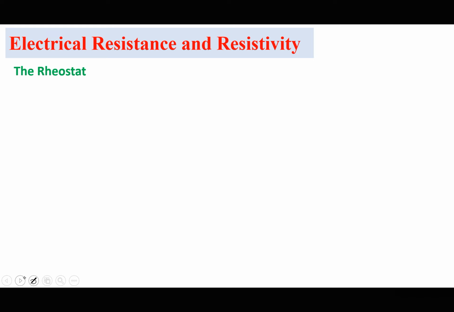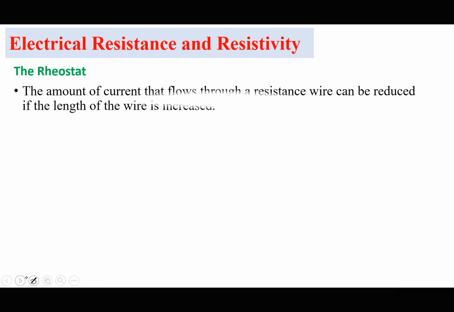is actually like a resistor, but this time this resistor, its resistance can be varied. It is actually like a wire whose resistance can be varied by just a sliding contact. So the amount of current that flows through a resistor or a resistance wire can be reduced if the length of the wire is increased. Later on, we are going to see that resistance is actually directly proportional to the length.